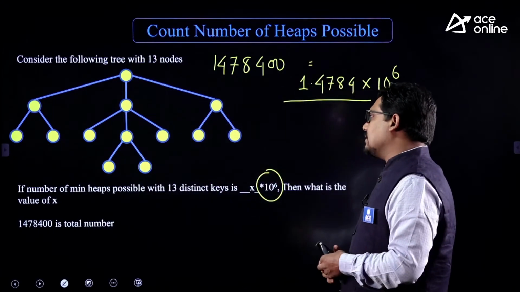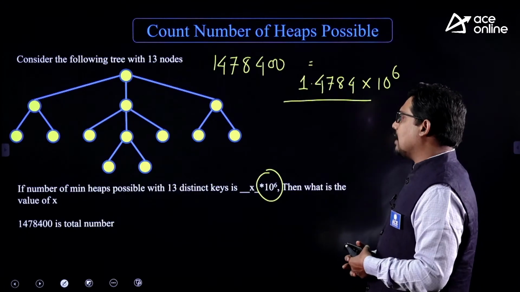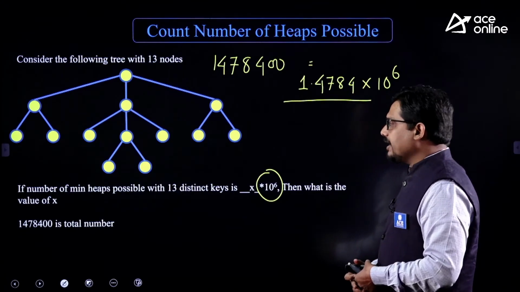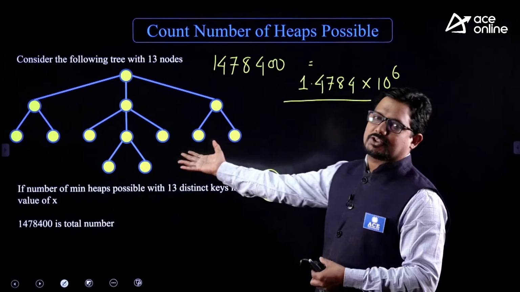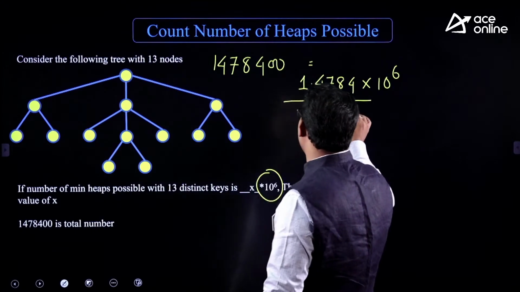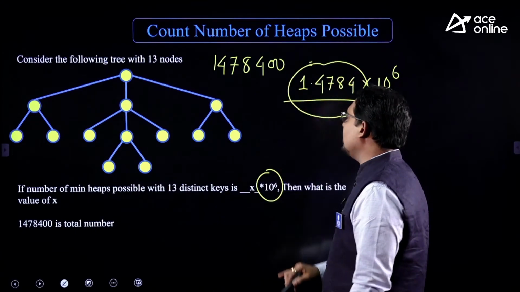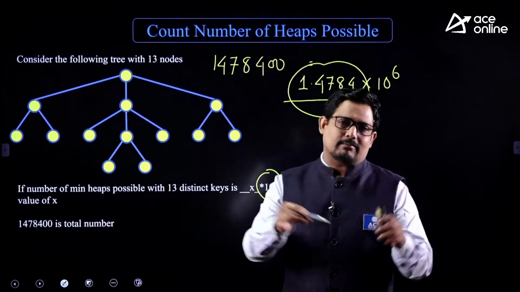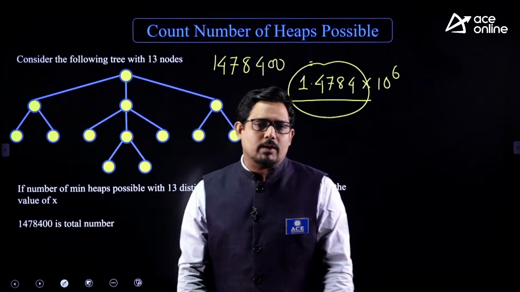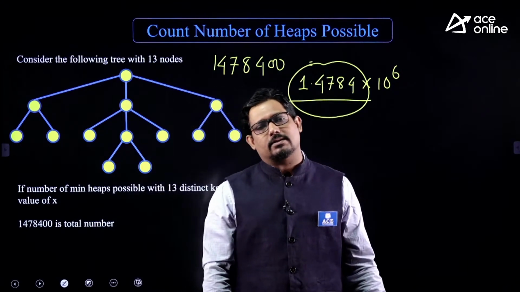actually I consider it as one of the very good questions, that you count the number of heaps possible for these 13 distinct keys for this given structure. So that is the second question, and I am getting this value 1.47. You can say the answer is any value between, like in GATE examination we get a range, so 1.47 to 1.48 you can put the answer as.